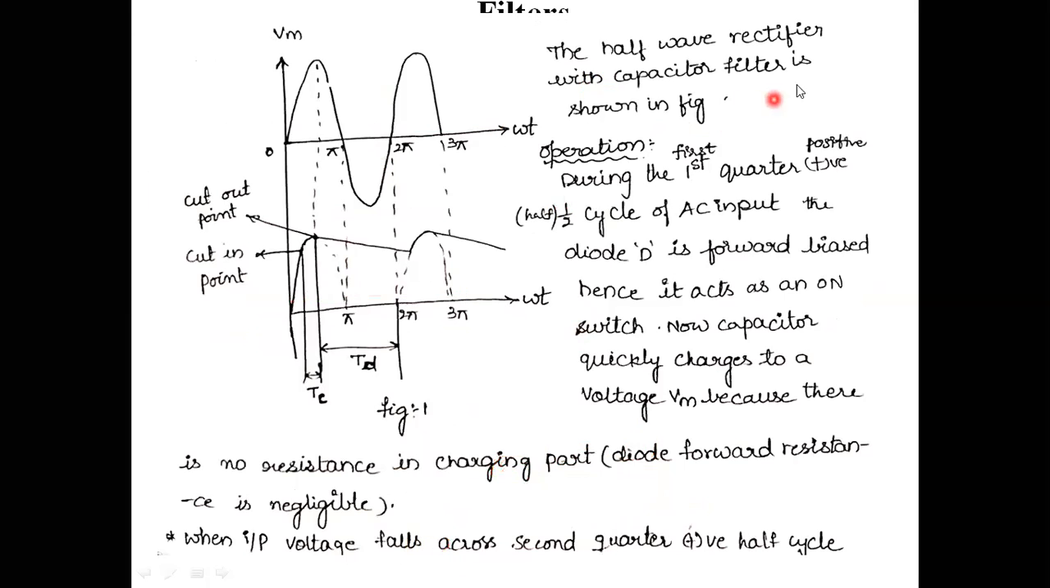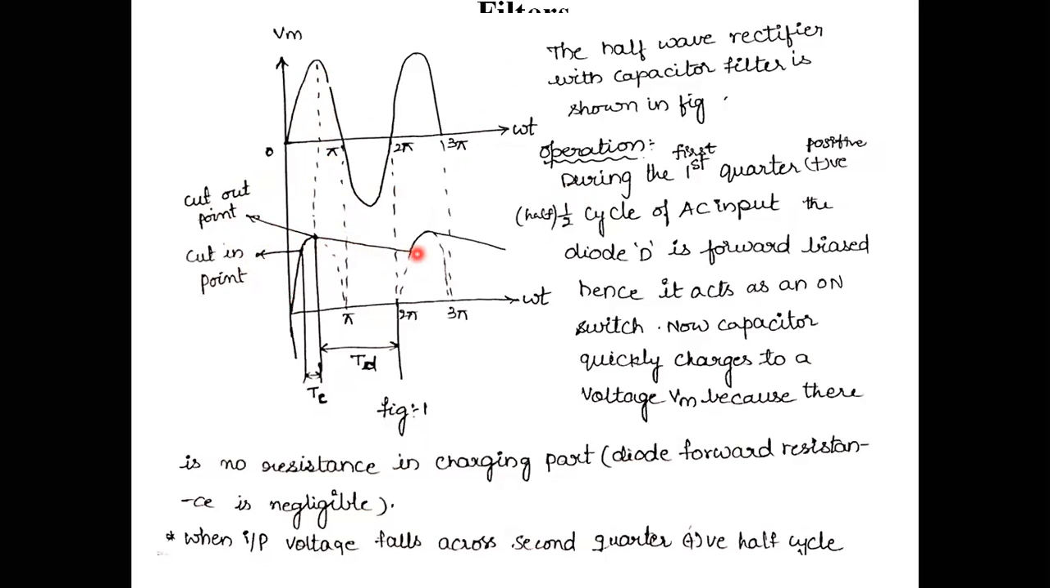Here, the half wave rectifier with capacitor filter is shown in the figure. This is the input signal Vin, maximum voltage is Vm, its conduction is from 0 to pi, pi to 2 pi, and this is the conducting part. This is the cut-in point, and this is the cutout point. From the cutout point, the voltage again rises to the maximum level, and reaches from the cutout point to the cut-in point of the next waveform.